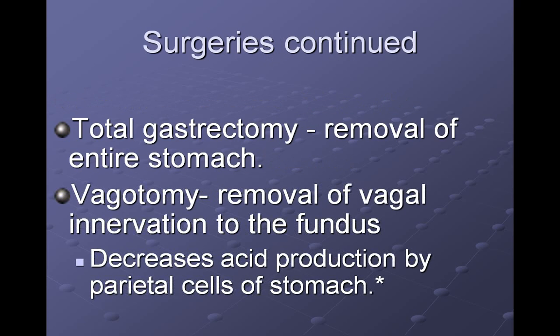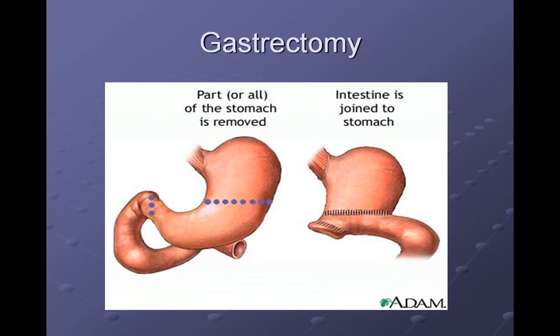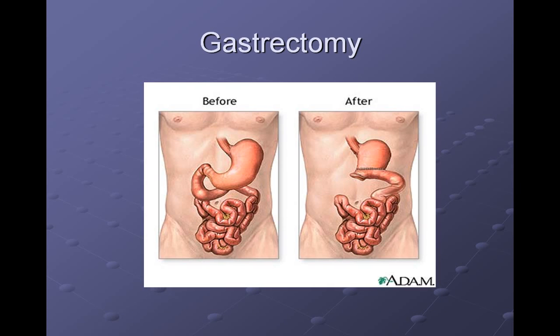Total gastrectomy, removal of the entire stomach. With a vagotomy, you have removal of the vagal innervation to the fundus, which decreases acid production by parietal cells of the stomach. Gastrectomy. Here you have a picture showing part or all of the stomach removed, with intestine anastomosed or joined to the stomach. Here's a before and after picture of the gastrectomy.